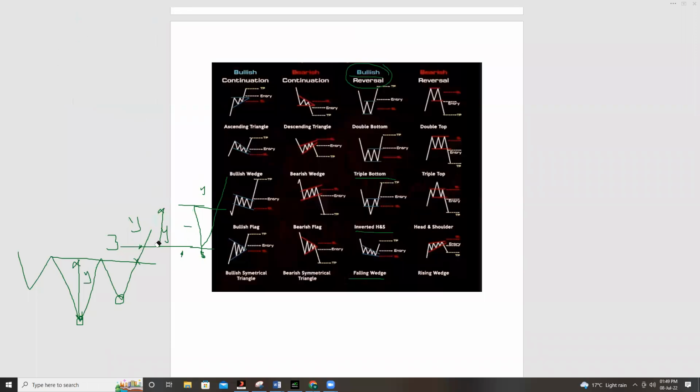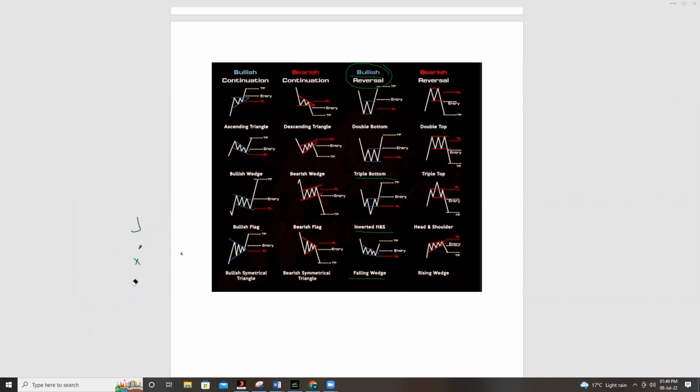Now let's talk about the last group or the last category in this session. This will be the bearish reversal patterns. Now, for the bearish reversal patterns, they are found at the top.